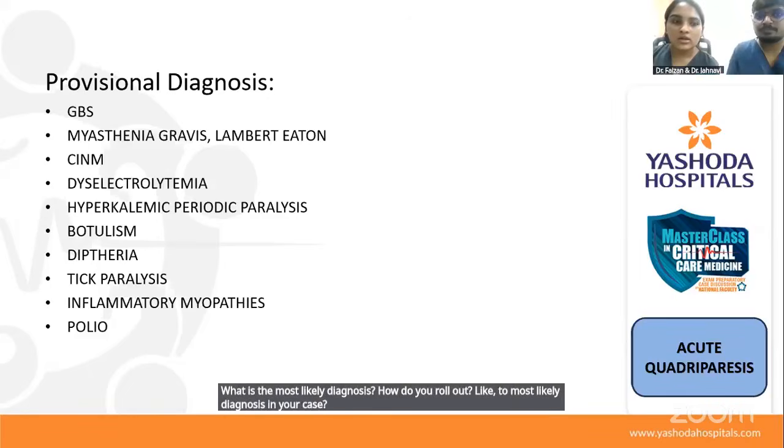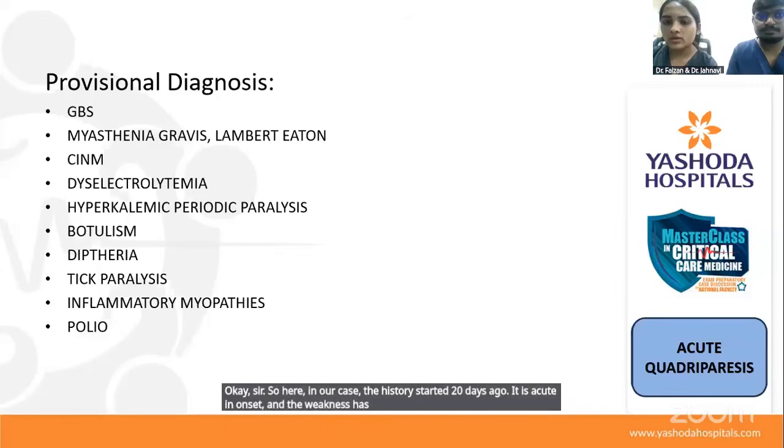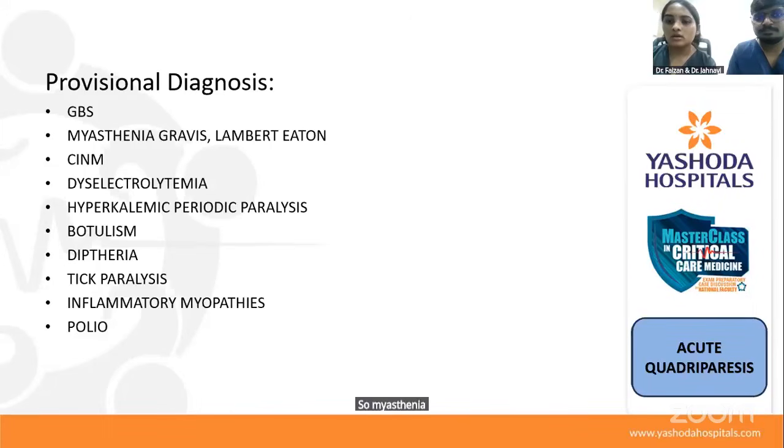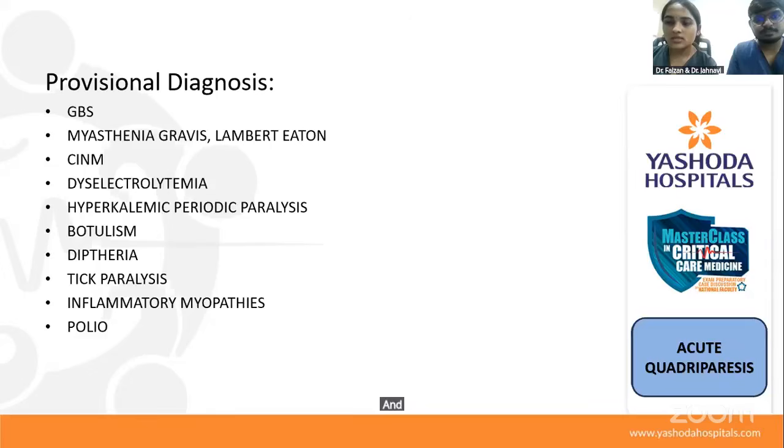Okay, sir. So here, in our case, the history started 20 days ago. It is acute in onset, and the weakness has progressed from lower limbs to upper limbs, which suggests an ascending type of weakness. Our first differential would be Guillain-Barré syndrome. Myasthenia and Lambert-Eaton can also present with proximal muscle weakness, but they have a fluctuating course. Usually myasthenia patients present with complaints of fatigue towards the end of the day, and usually present with ptosis and other ocular features, sir.